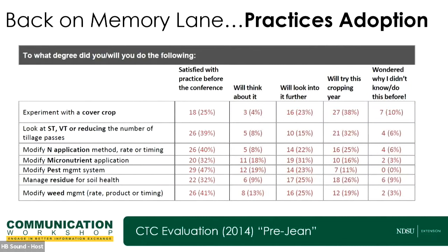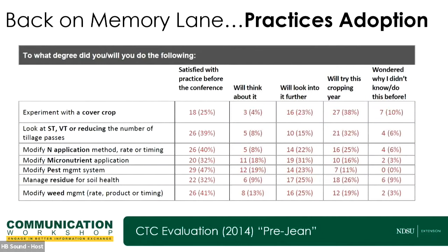The next thing was, if you look at that second row there, STVT, or reducing the number of tillage passes. So that's strip till, vertical till, or reducing the number of passes. Is that right? Yeah, that's a triple barrel. Yeah, we want to leave all our Gatling guns at home. Lots of barrels on that baby.